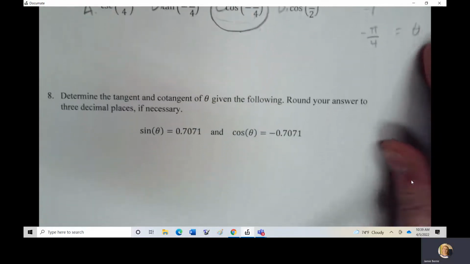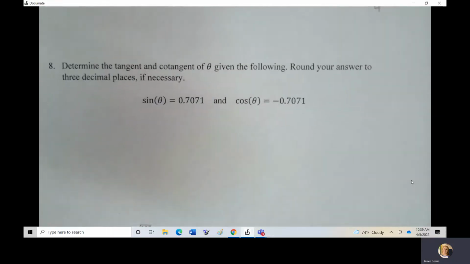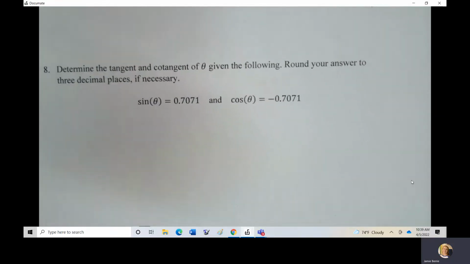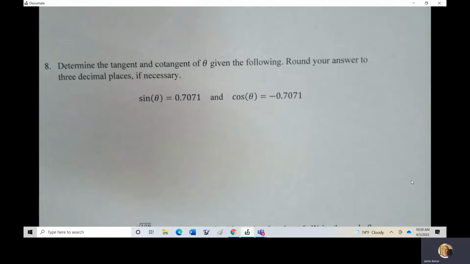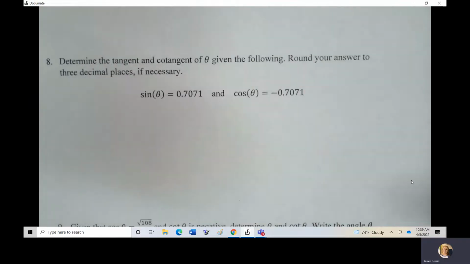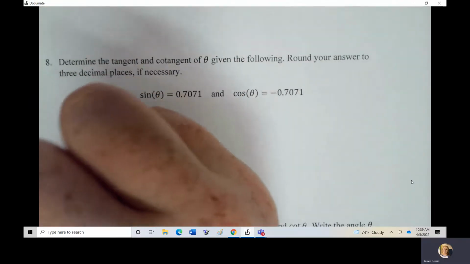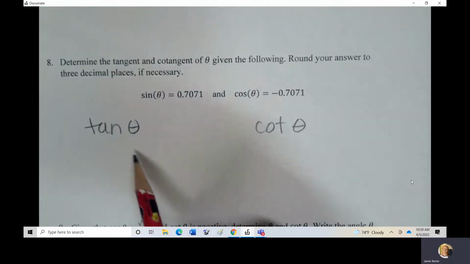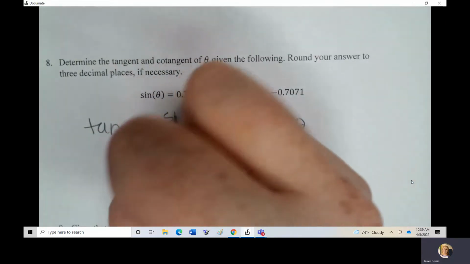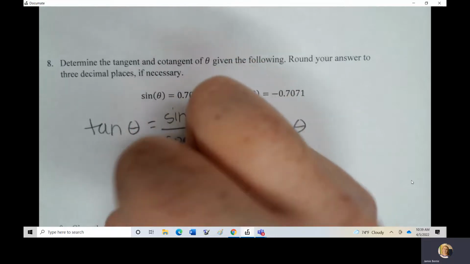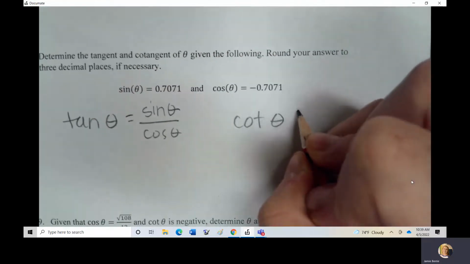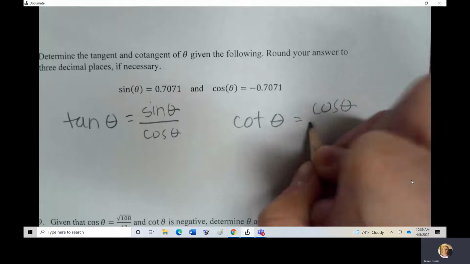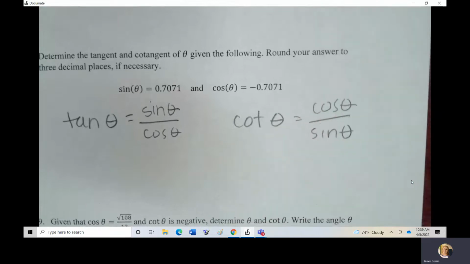Number 8, determine the tangent and cotangent of theta given the following. Round your answer to 3 decimal places if necessary. So we need to find tangent of theta and cotangent theta. We know that tangent is sine theta over cosine theta. We know that cotangent is cosine theta over sine theta.